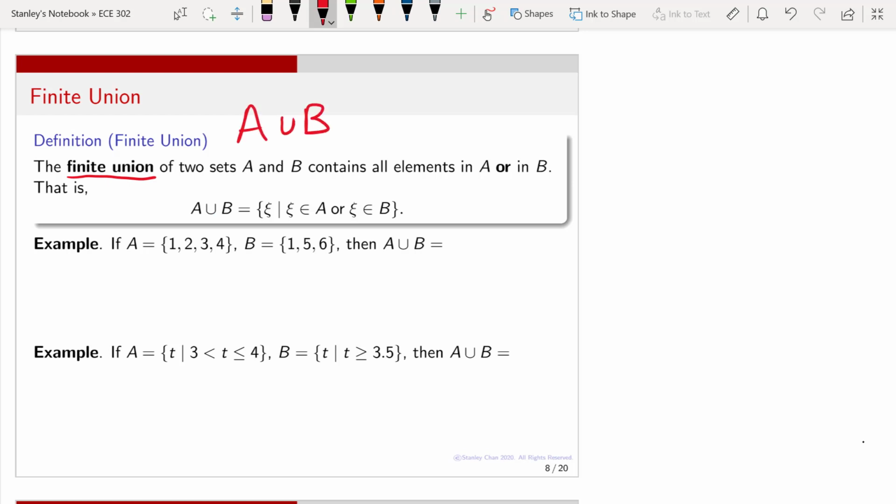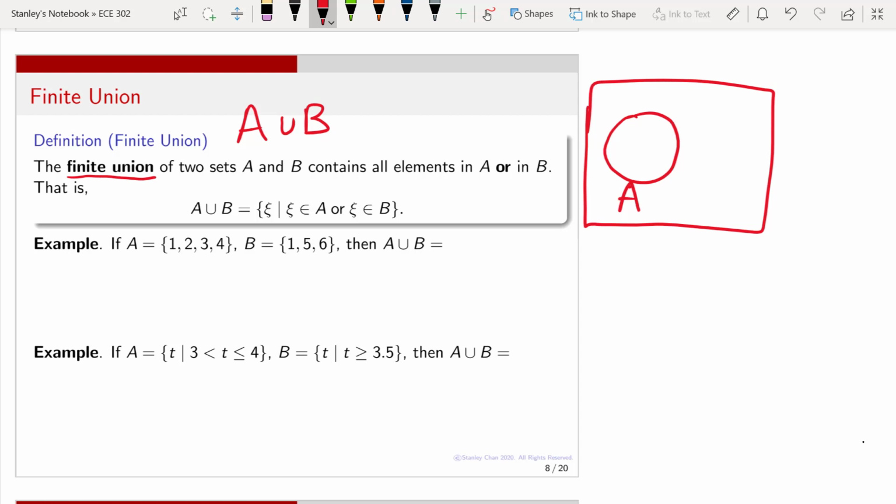Now, how do you see this? Well, the easiest way to see this is to draw a diagram where you have a set A, and then you have a set B. Then the union will be all the elements that are in A or in B. So that would be the set that is going across both A and B.